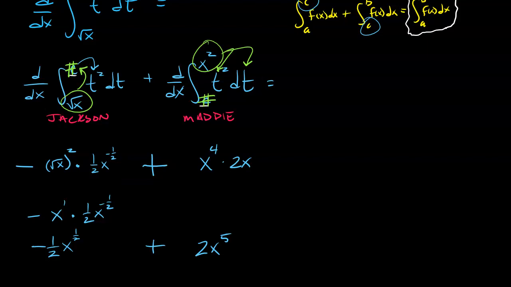Oh, yeah. So this is like saying negative 1 times x to the first times 1/2 times x to the negative half. And if you multiply two of the same base, you can add their powers. So I just did 1 plus negative half.